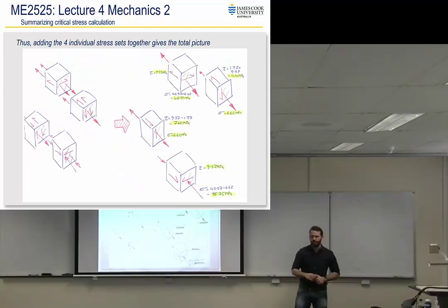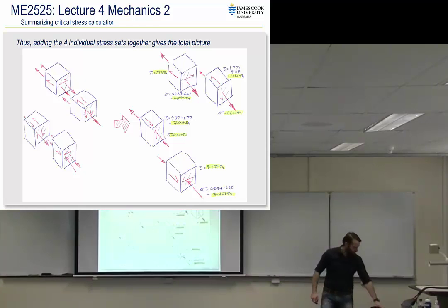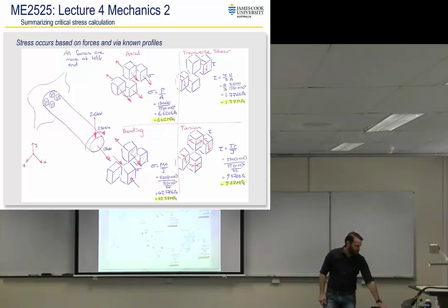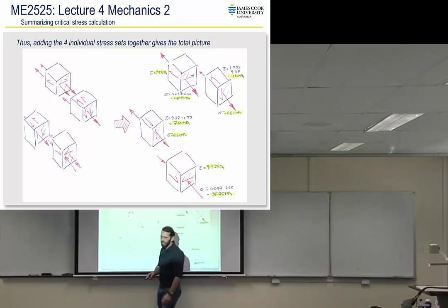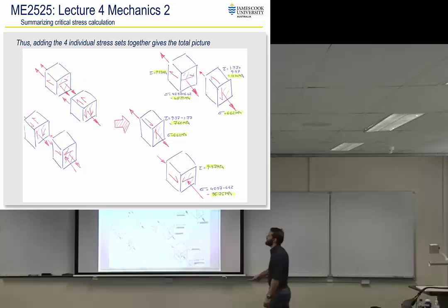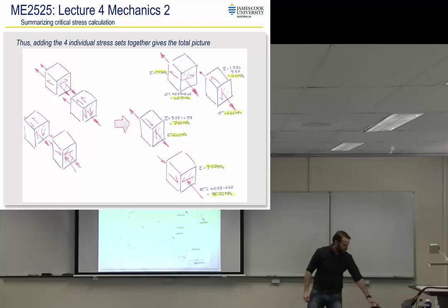If we look at that top cube, at the top we have an axial load, that is tension. From transverse shear we have nothing, from bending we have tension, and from torsion we have one going off to the right. So you can see on the top left-hand side there, just to make it even clearer, I've drawn two in tension and one shear. Obviously the two tensile normal stresses add together, giving over 48, and then the shear is 9.3. Same thing for each of those other elements.